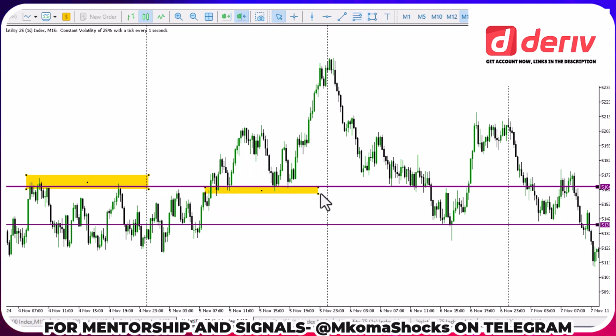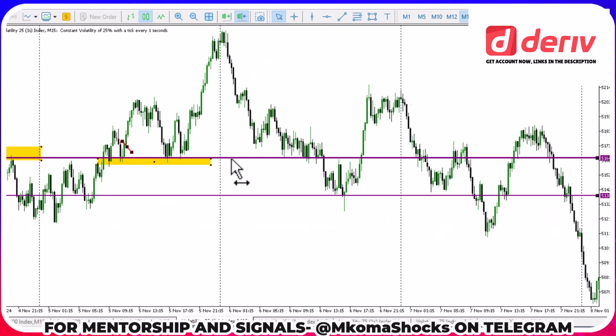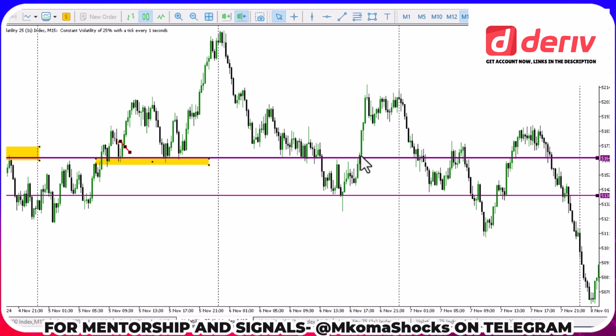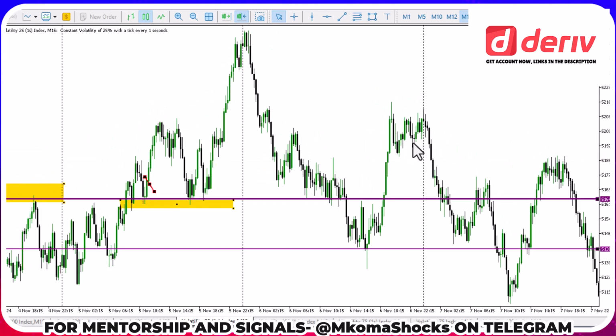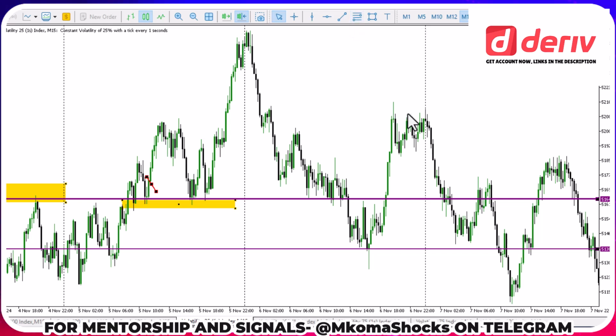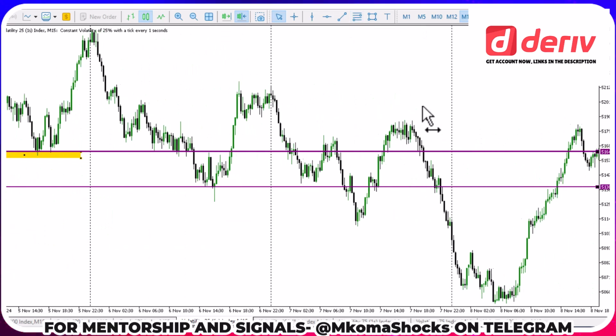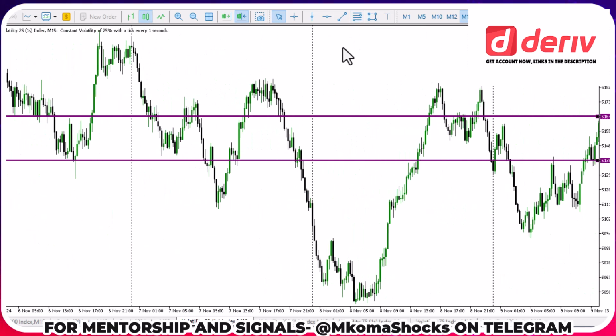With this type of resistance and support, you can take your trade as soon as price breaks and retests on the other side, which means you will be taking your trade at this particular point after price shows you the direction that it intends to go, like this, right? Then after this, what do you see? You see that price is now going up and giving you those hits to those particular zones.